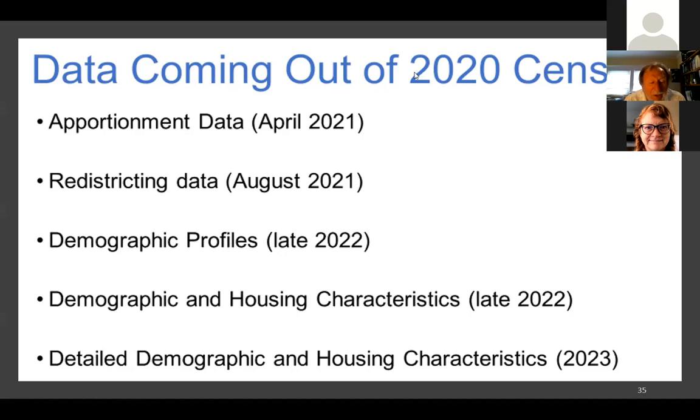Then after that comes out, there'll be something called the detailed demographic and housing characteristics file that has even more detail from the 2020 census, but that won't be available until 2023. So next slide, and I'm about done here.